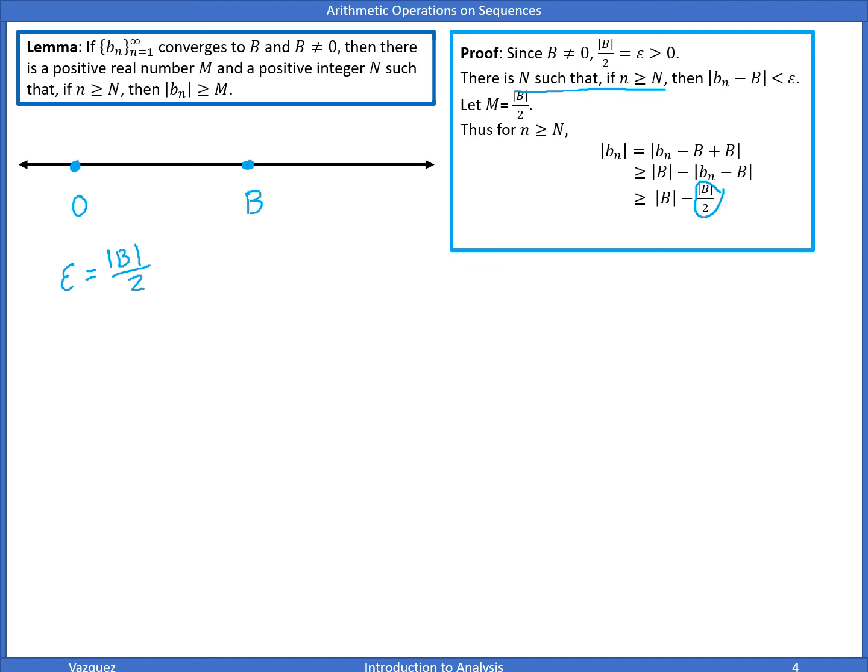Right? So before we move on, I kind of want to draw a picture. If we have epsilon as b over 2, that means that that's half the distance from 0 to b. So this is one that's half the distance from 0 to b, and this is another. This is a neighborhood around b, right? b minus epsilon, b plus epsilon.